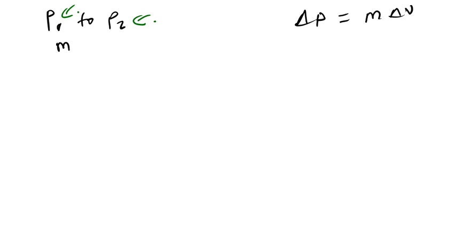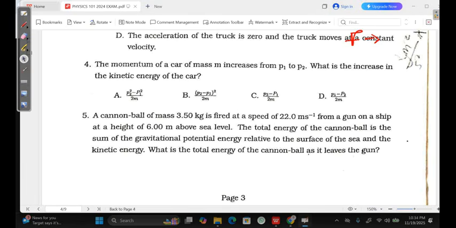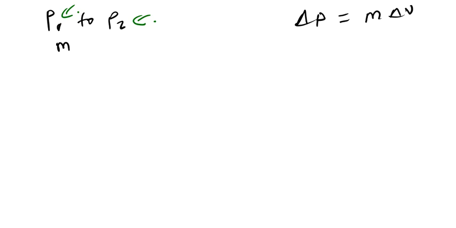Now the question is, what is going to be the change in kinetic energy? So how can we find that? The change in kinetic energy is going to be equal to half mass, the mass doesn't change, but because the kinetic energy is changing, the velocity is going to change as well, so we have the change in velocity. Now we square it. Any question there before I continue?